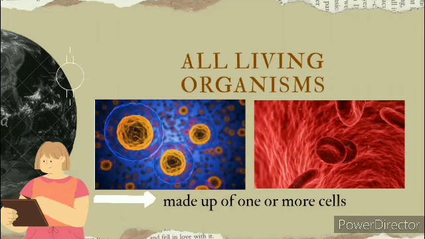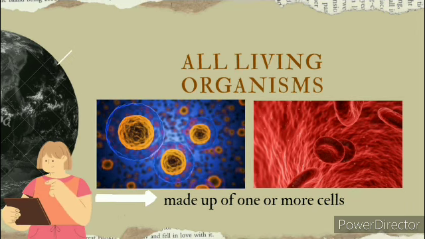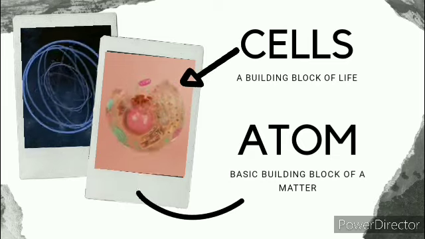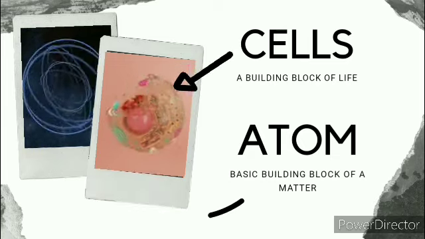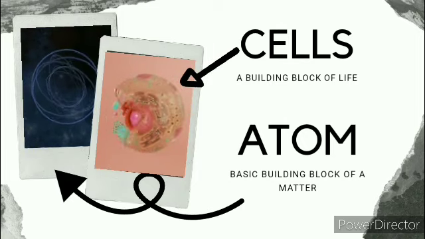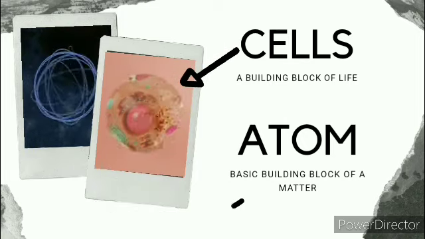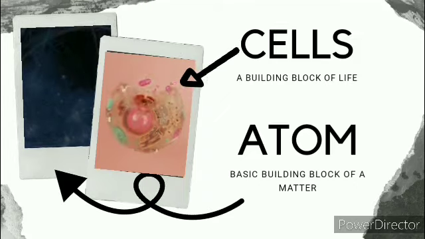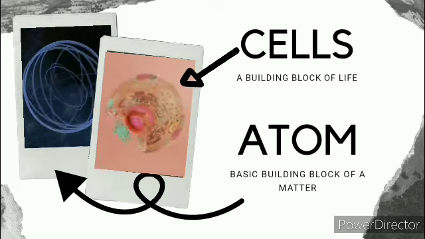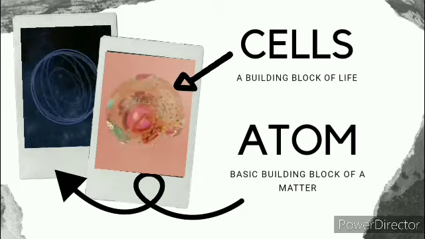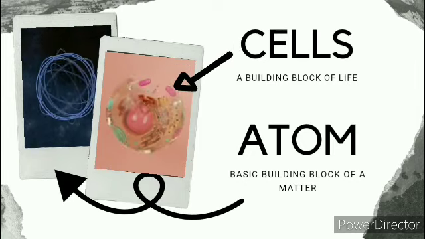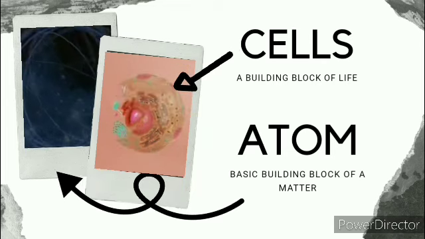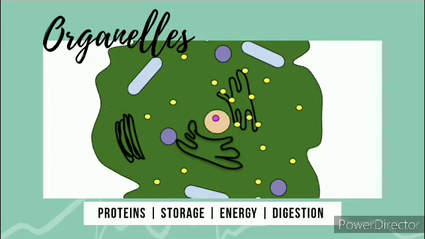All living organisms are made up of one or more cells. The cells are the building blocks of life, just as atoms are the basic building blocks of all matter. Each cell contains materials that carry out basic life processes. Cell structures can only be observed under a high magnification electron microscope and are separated internally into numerous membranous compartments called organelles, or little organs.